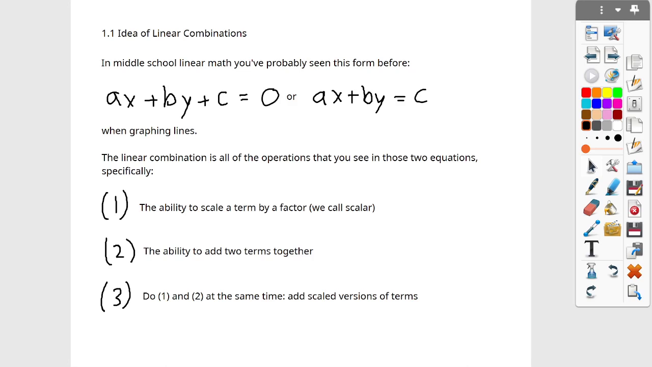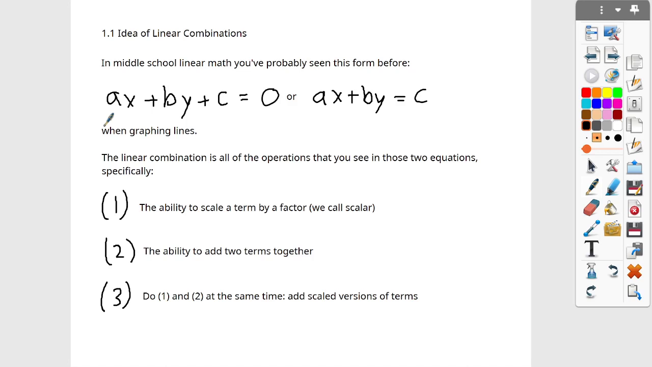But anyways, we are going to be doing linear combinations today. We are going to start linear algebra. Linear algebra starts with linear equations, and you've probably already seen these equations. This is called the standard form of an equation. In middle school math, you've seen this before: a times x plus b times y plus c is 0, or ax plus by equals c. I think we'll mostly deal with the second one more than the first.